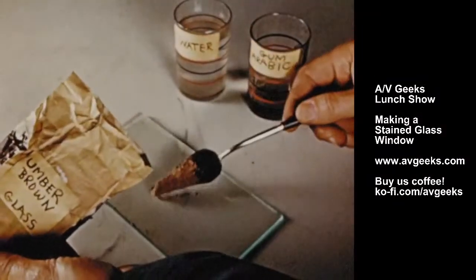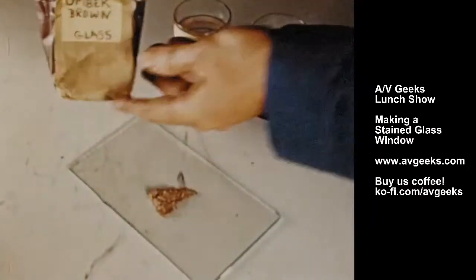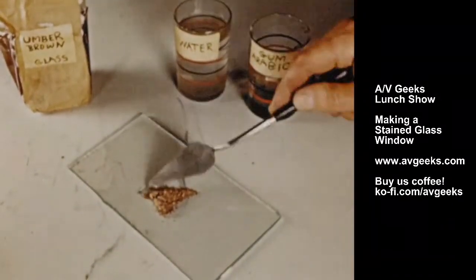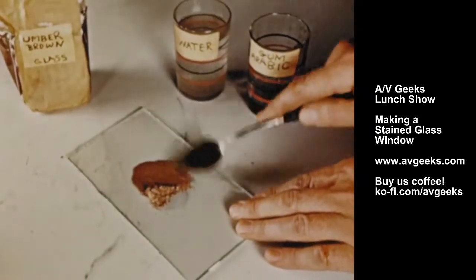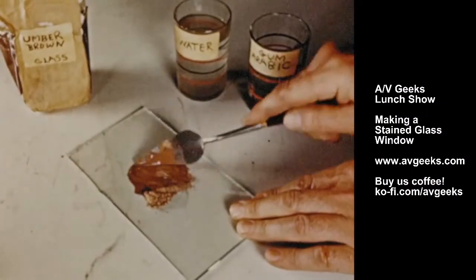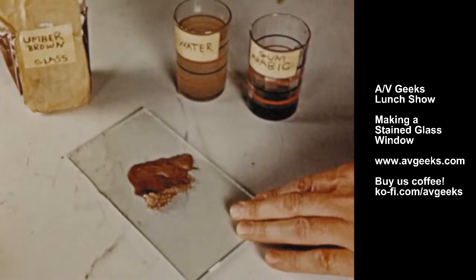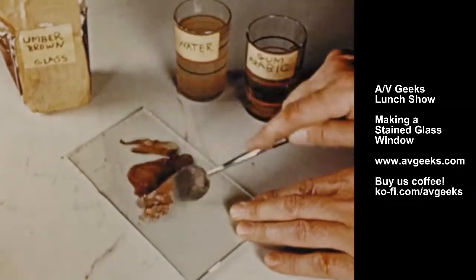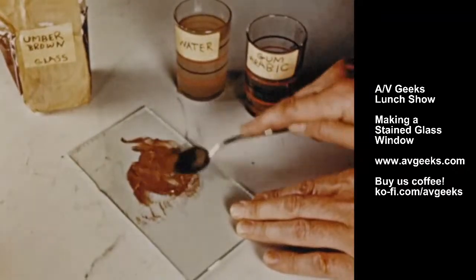The pigment, a powdered oxide, is first painted on and then fired into the glass. Colors are limited, ranging from a reddish brown to black. Thorough mixing of the pigment is necessary to avoid blistering of the paint when it's fired. Gum arabic makes the paint stick to the glass.